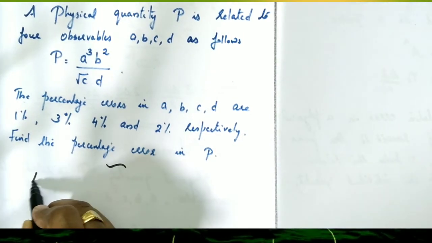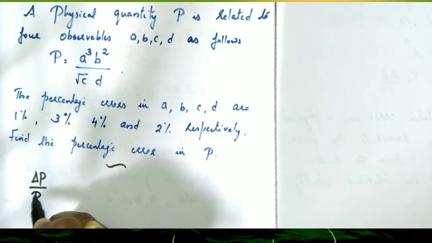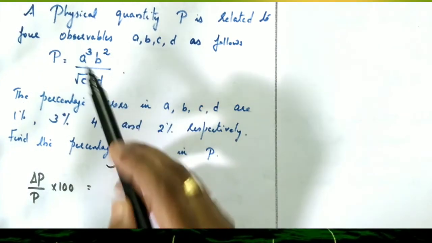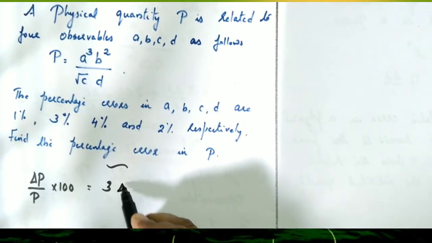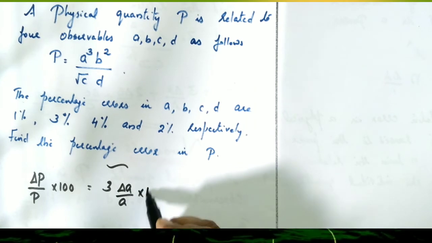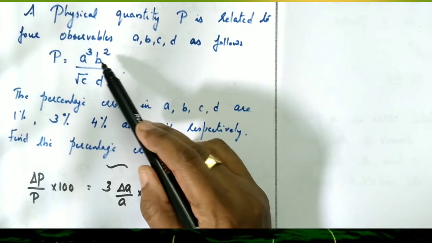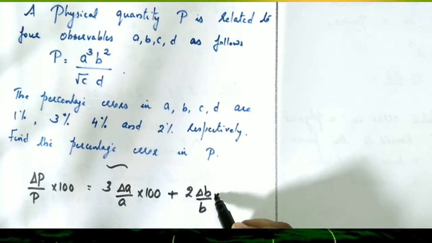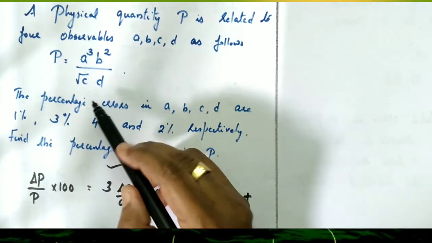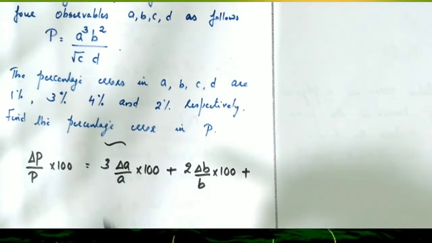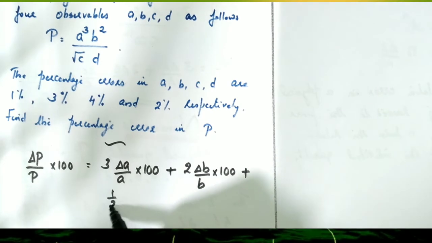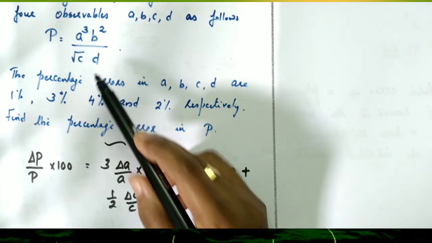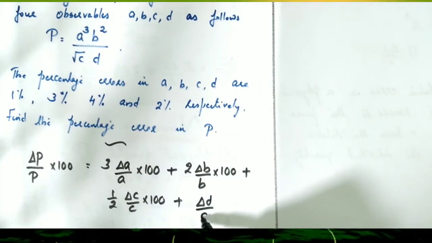Percentage error can be written as delta P divided by P into 100. That is, the percentage error in P equals, what is the percentage error in A cube? 3 into delta A divided by A into 100, plus then B square, what is its percentage error? 2 into delta B by B into 100, plus what is the percentage error in root C? Root C means 1 by 2, C raised to 1 by 2. So half into delta C by C into 100, plus percentage error in D is delta D by D into 100.